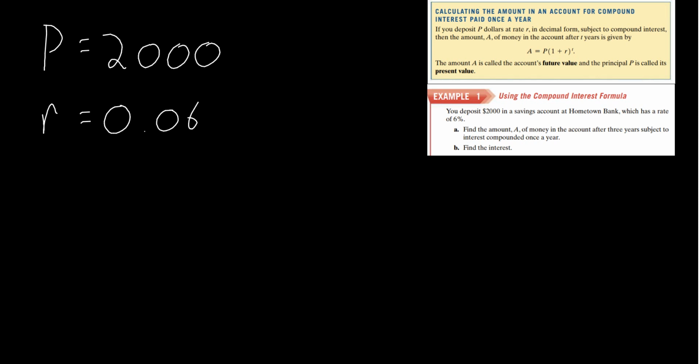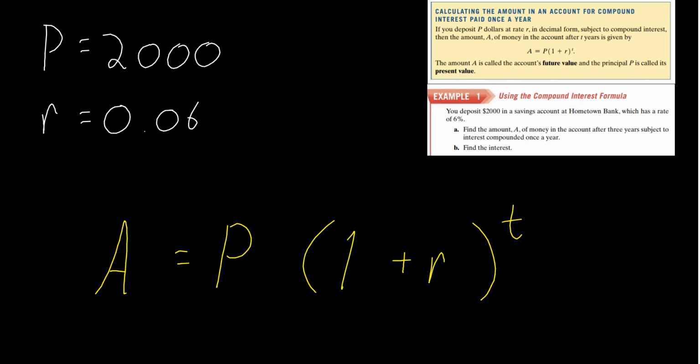But A reads, find the amount A of money in an account after 3 years, subject to interest compounded once a year. Okay, so we're told this is going to be after 3 years. So looking at the formula, let's just go ahead and, for the sake of this, put the formula right here. And then we're going to put a little bit of a gap there, and you'll see why in a moment. Okay, so again, this is our formula. All right, we're trying to find the amount. Again, looking at A, find the amount.